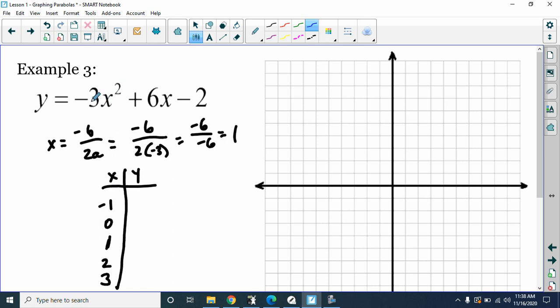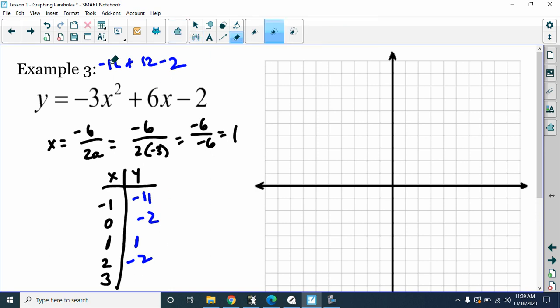So (-1) squared is 1 times -3, plus 6 times -1, minus 2. Plug in 0: 0 plus 0 minus 2. Plug in 1: -3, I'm sorry, -3 plus 6 minus 2. Plug in 2: 4 times -3, plus 6 times 2, minus 2. These two matched up. That's a good clue that you're doing it correctly.